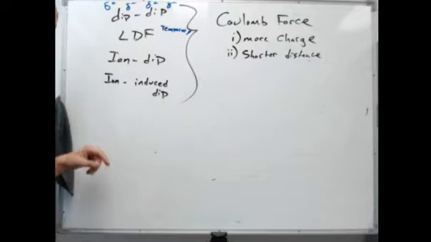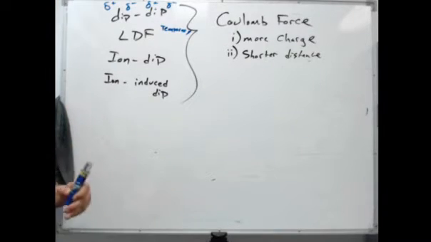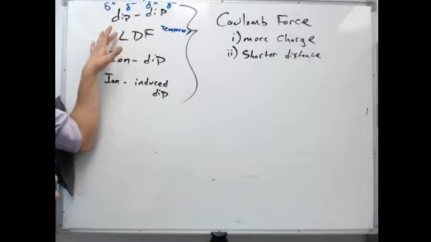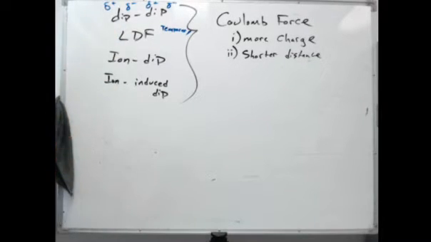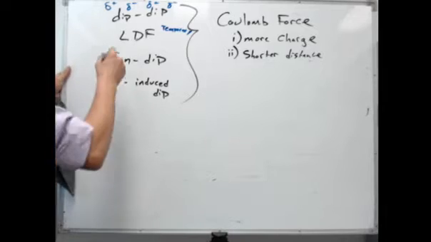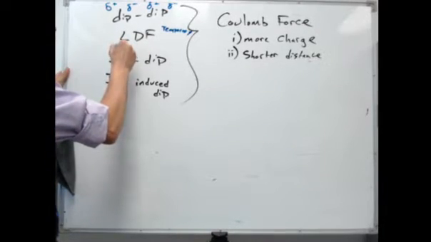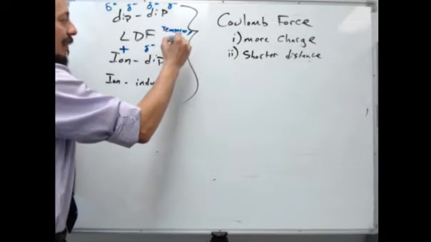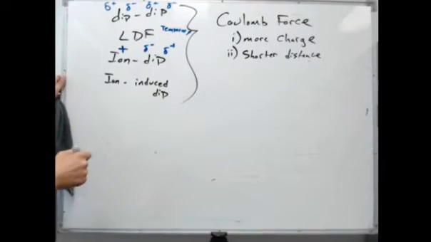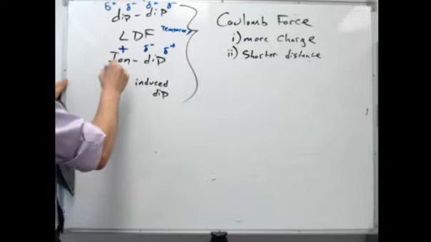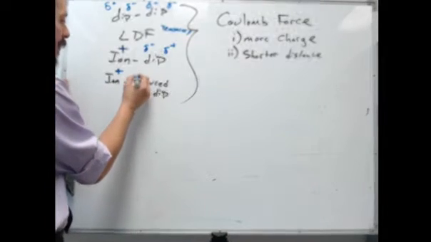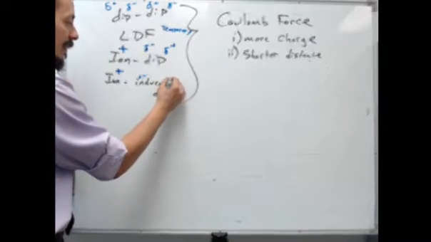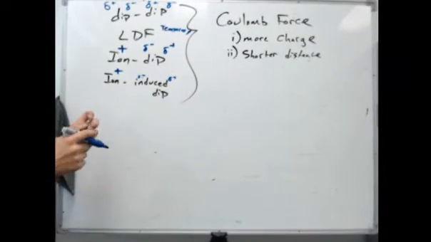London was the scientist who wrote it out in a quantum mechanical way. It's actually quantum mechanics that dictates this. Ion dipole. The ion, let's go with a cation. That's going to be a full positive charge with a slight negative, slight positive. An ion-induced dipole is going to be a full positive with a very slight negative and a very slight positive, very small.